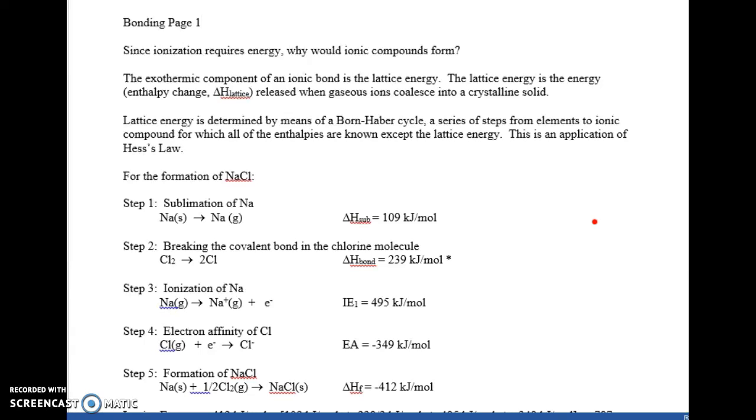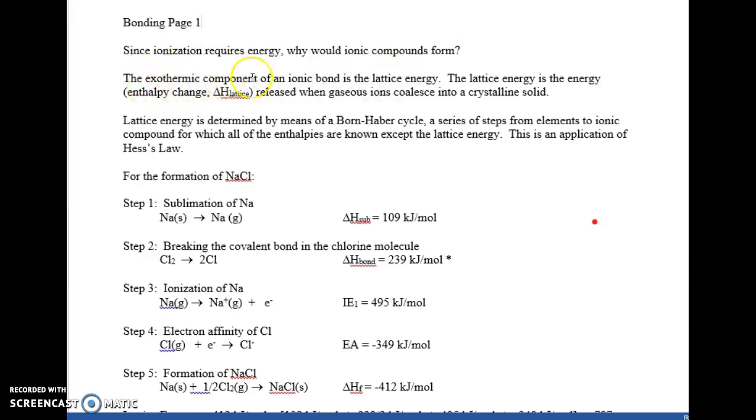This is bonding page 1. Since ionization requires energy, we've been looking at how much energy it takes to remove an electron. You might wonder, why would ionic compounds ever form since electrons have to be removed to form ions? So this introduces a new concept called lattice energy.